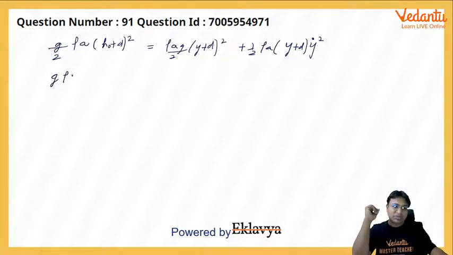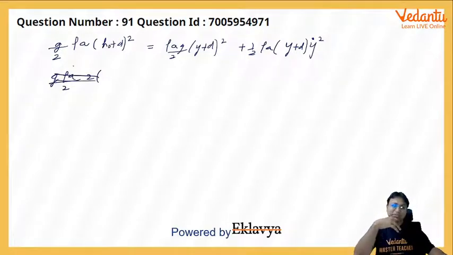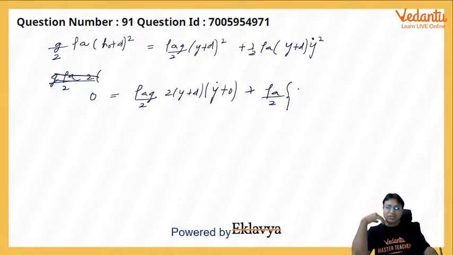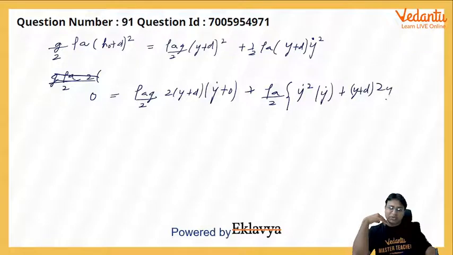So g rho a by 2, 2 times of, see all this part is constant, right? All this part is constant. So let me just simply equate it with 0, equals to, here we are going to get rho a g by 2 into 2 times of y plus d into y dot plus 0 plus rho a by 2, and then we'll go with the product rule. So y dot square into y dot plus y plus d 2 times of y dot y double dot. So this is what we are getting.